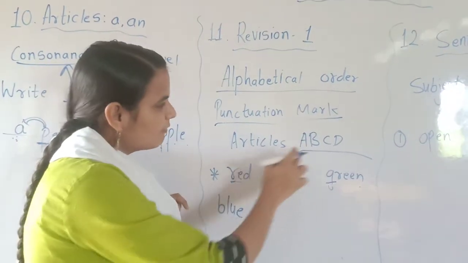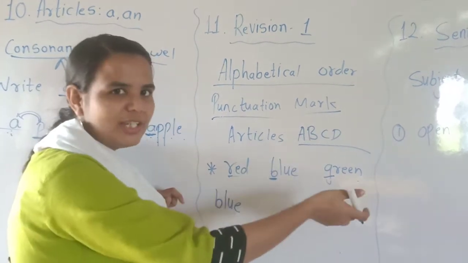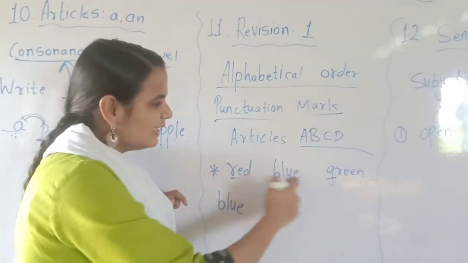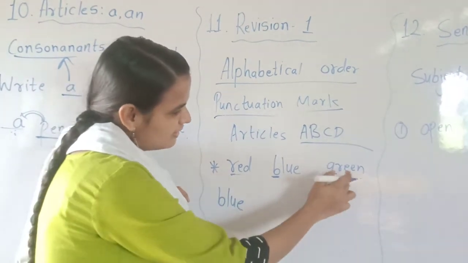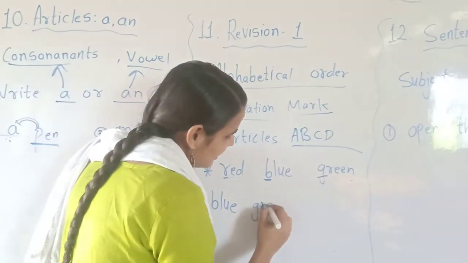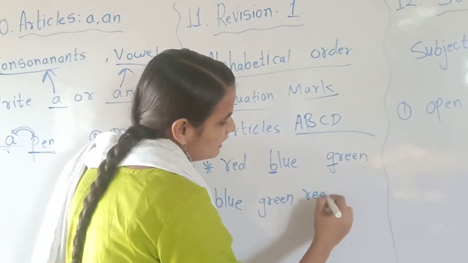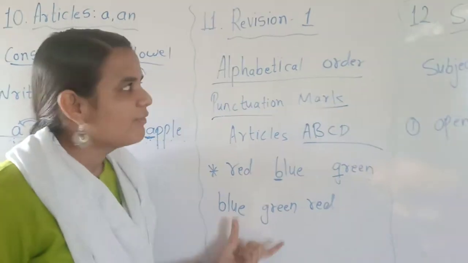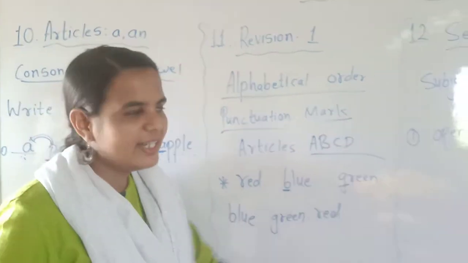Then after B, what comes? C. So is there any word that starts with the C? No. Then go to the next. D, no. E, no. F, no. G, yes, there is a word that starts with the letter G. So you have to write then green. And the remaining one you can write at the last. So this is how you can solve the alphabetical order. Okay, so let's move to the next.